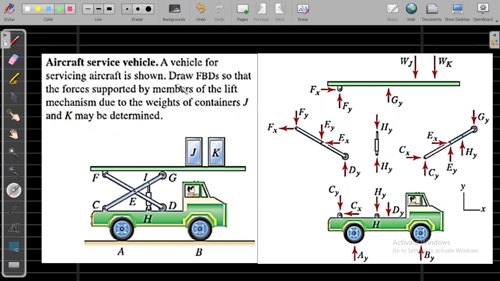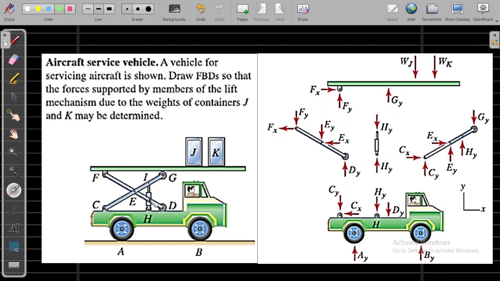Okay, so in easy words, what is he trying to tell you for this aircraft service vehicle? This is a horizontal table platform on which the weights J and K are lying, and this platform is being supported by a machine made up of two scissor links. These are two scissor links which are being connected by a hydraulic cylinder. This is being connected by a hydraulic cylinder HI.